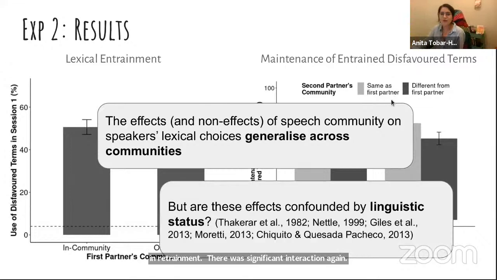However, I have to mention that there was a potential confounding variable here, right? Which was the linguistic status of the out communities that we were working with. And this is important because previous research suggests that the social status of your partner can affect your tendency to entrain to them, and by extension here, to maintain an entrained word.